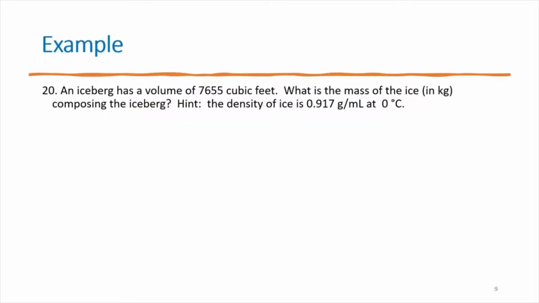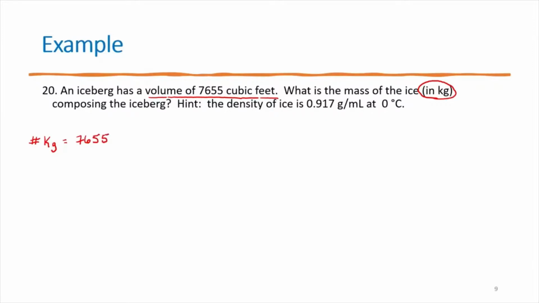Okay. An iceberg has a volume of 7,655 cubic feet. What is the mass of the ice in kilograms composing the iceberg? Hint, the density of ice is 0.917 grams per mL at 0 degrees C. So I want to find the number of kilograms. I have a volume of 7,655 feet. So write down what I want to know, number of kilograms, and write down what I'm given.